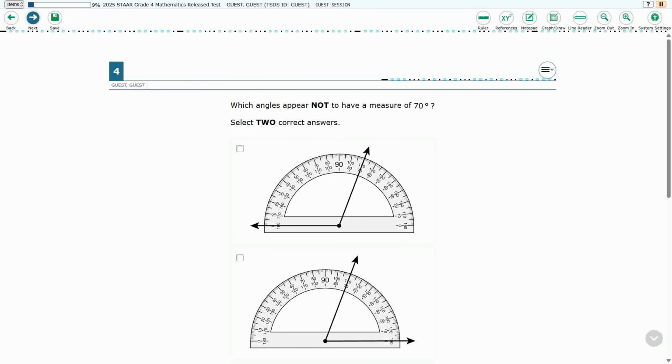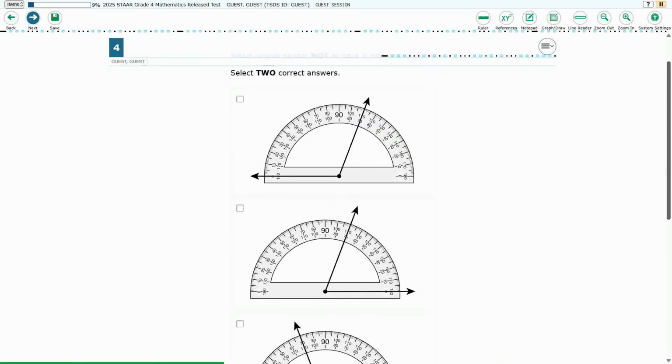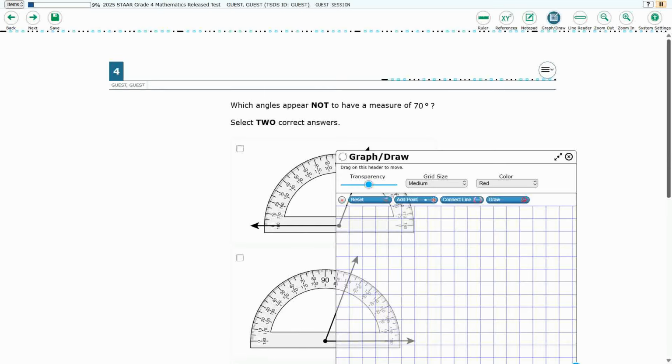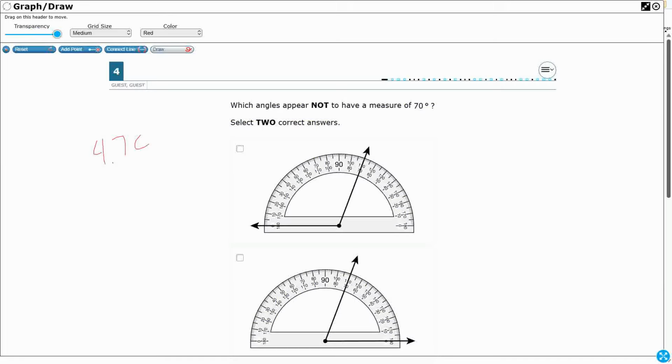For number 4, we are dealing with 4.7c, and this is, as you can tell, a multi-point problem because we are needing to select two answers that do not have the measure of 70 degrees. So we're going to need to scroll, and we're going to need to do a little bit of calculation here because we're measuring angles. And so we're looking for those that do not. So let's not forget not here.